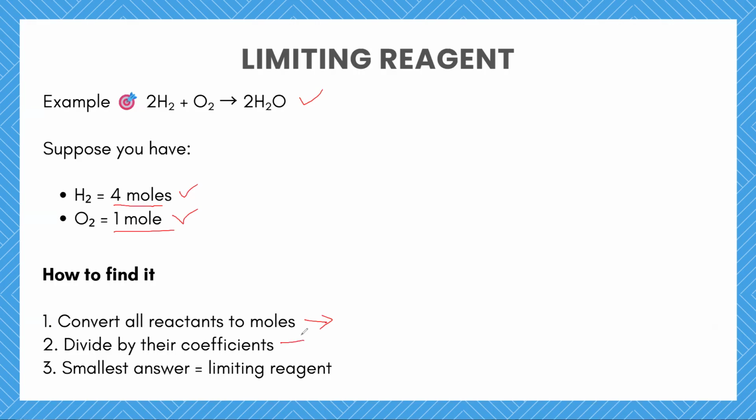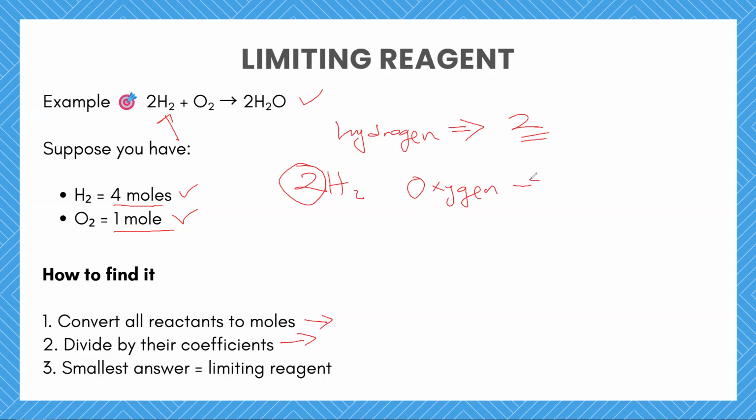The next step to do would be to divide by their coefficients. Okay, so let's write that down. For hydrogen, the coefficient is 2 because we have 2H2 as denoted in the equation. So this big number 2 is the coefficient of hydrogen. That's why we have 2. And then for oxygen, the coefficient for oxygen is 1 because we have O2. The number standing in front of oxygen here is 1, even though we cannot see it.